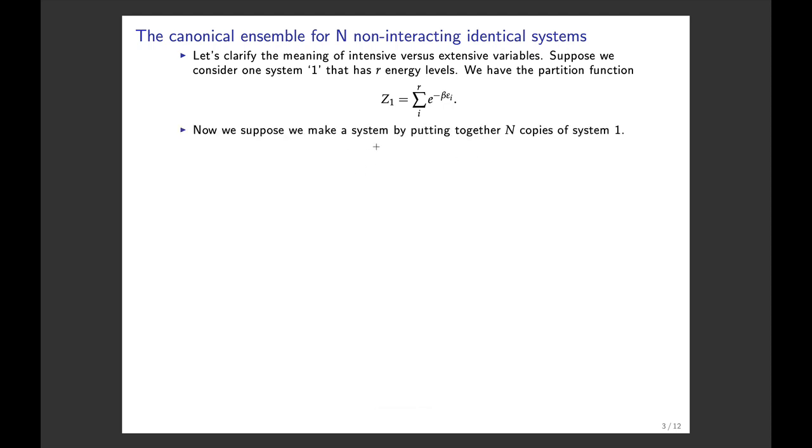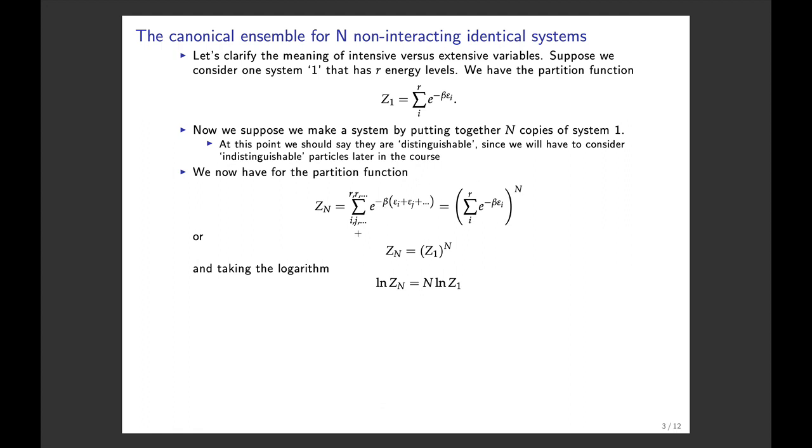Well, suppose we make a system by putting together N copies of this system 1, identical copies. Now, at this point, we should say they are distinguishable copies, since later in the course we'll have to consider the situation we have in quantum mechanics when we have indistinguishable particles. That we'll do later in the course. But for now, even though this could be a quantum system, you can think of them as being distinguishable. And that's because they sit on different lattice sites.